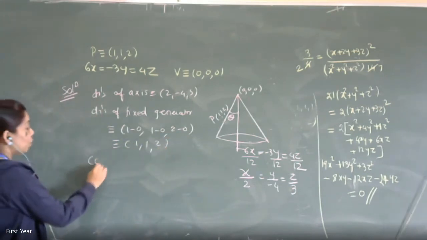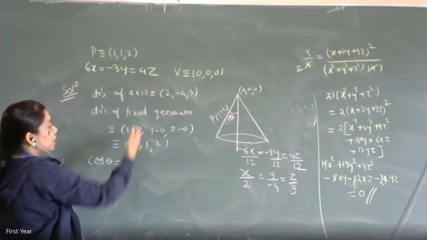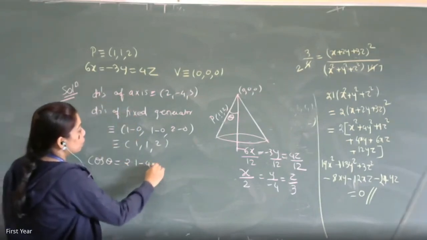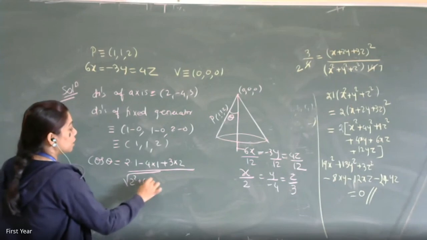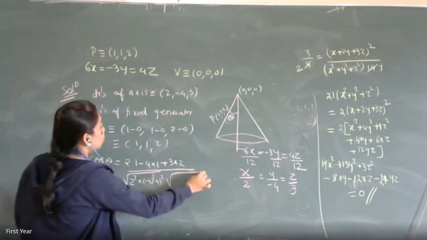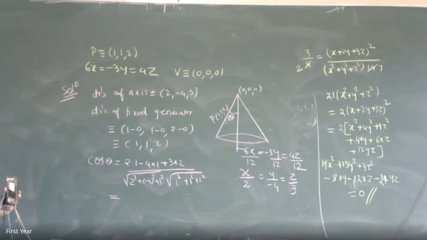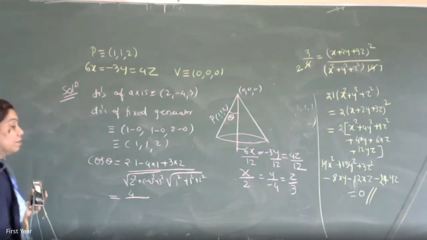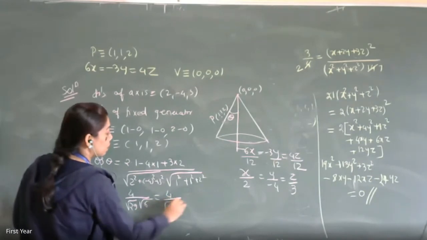And therefore, you find theta with the help of the dot product. The angle theta is the angle between these two lines, and that's why it will be 2 into 1 minus 4 into 1 plus 3 into 2 divided by root of 2 square plus minus 4 square plus 3 square into root of 1 square plus 1 square plus 2 square. Do this calculation and see what it is. It is 6 plus 2, 8 minus 4 is 4, divided by root 29 into root 6, which is 4 upon root of 174.